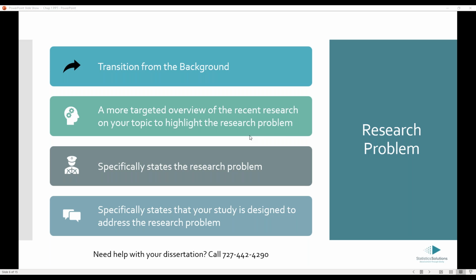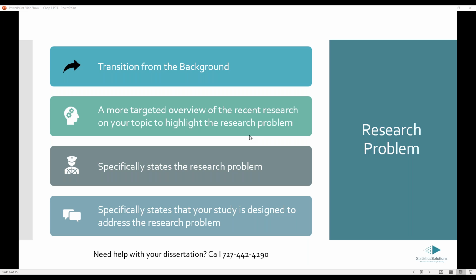And the research problem, which drives the study, acts as a kind of transition from the background. Again, the background funnels down into your specific research problem. And the research problem section is really a more targeted overview of what needs to be done to address the research problem, what research has been done in the area, what we still don't know, and it specifically states the research problem.